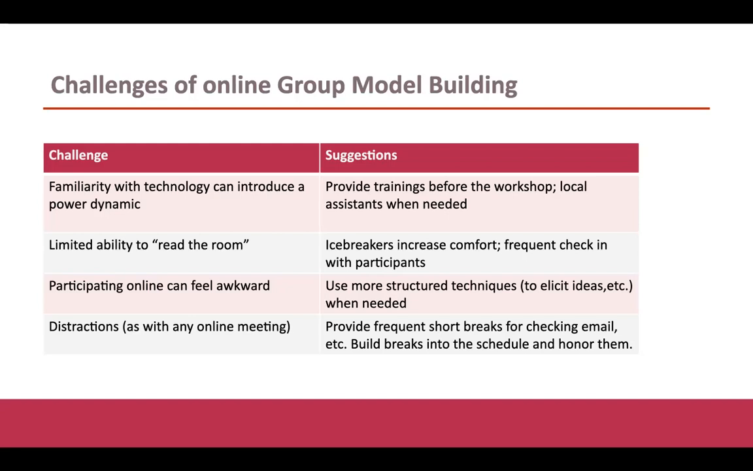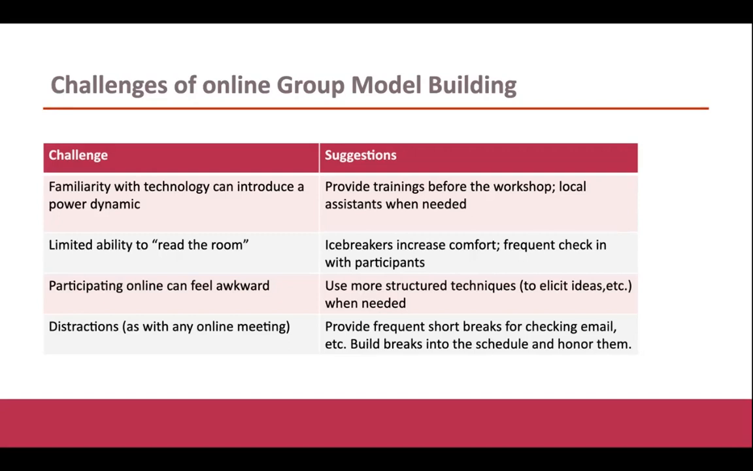When you're online, you have a limited ability to read the room. And ways that we have found to address this issue is, one, always having icebreakers to increase the comfort of participants before you really get into the depth of the workshop. Having frequent check-ins with participants, and also making room for divergent or small group activities where reading the room is less important when you're not standing on stage in front of everyone.